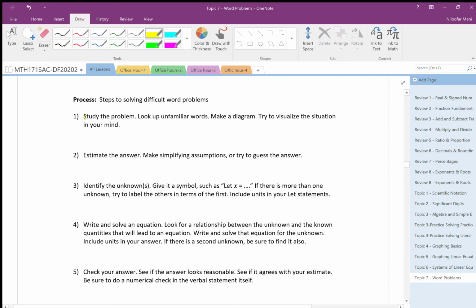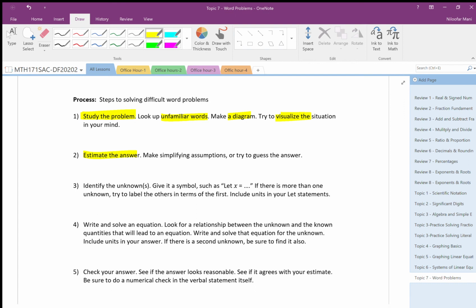You have to study the problem, which means you have to read the problem and understand what is going on. Check for any unfamiliar words, when you don't know what something means. Maybe you have to make a diagram, or visualize in your head, so you have to think about it. Then estimate the answer. I will talk about it later, more for mixture problems. You have to say my answer must be this and this.